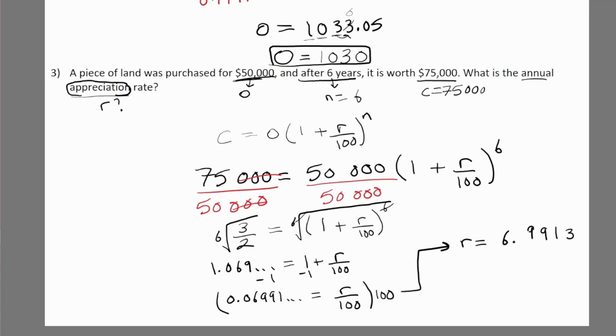6.9913 and a bunch of more decimals, but I want my answer to 3 significant figures. So this is the first, this is the second, this is the third, and the 9 doesn't get rounded up. So the final answer is 6.99%.